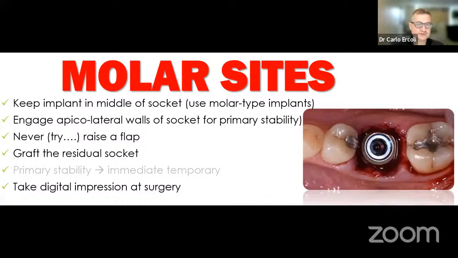You need to graft the residual site, meaning there is going to be a gap between the implant and the socket, and that area should really be grafted. It's especially more critical in the anterior area, but I think it also should be done in the posterior area. And then, as we said, you want to take a digital impression at the time of surgery. That implant is not going to move, so effectively its relative position related to the teeth will be exactly the same.